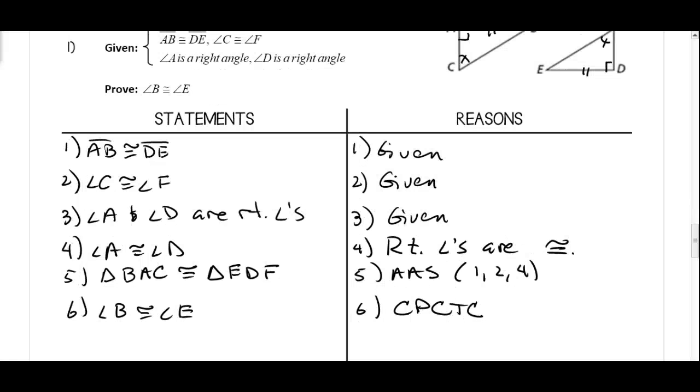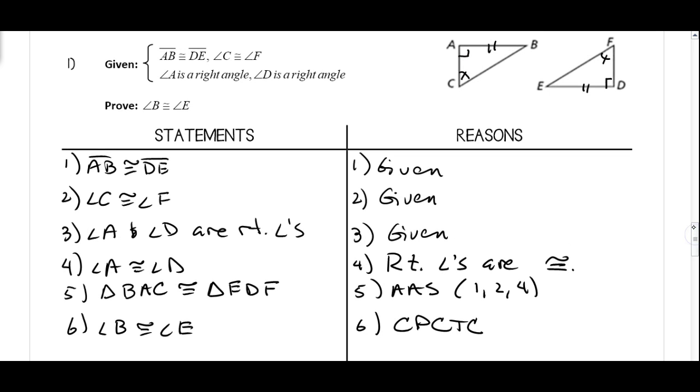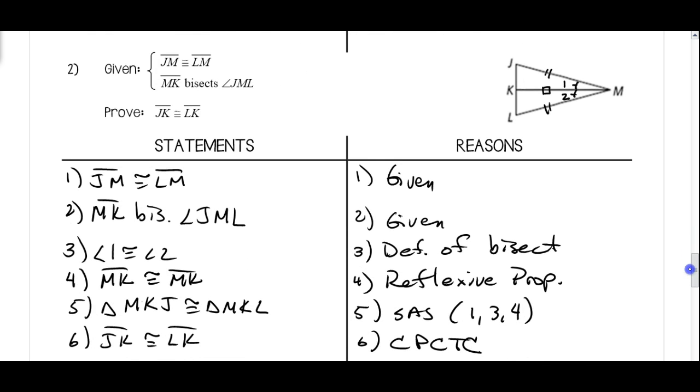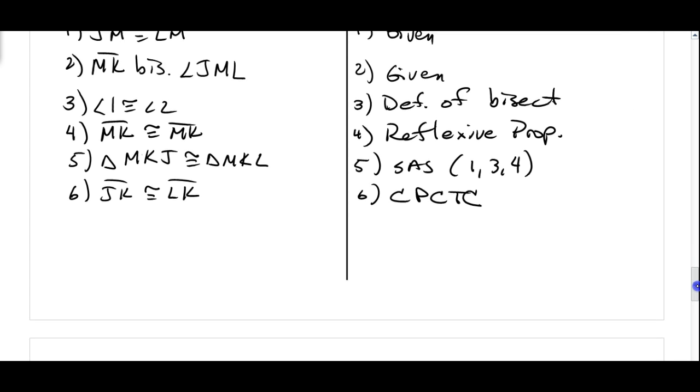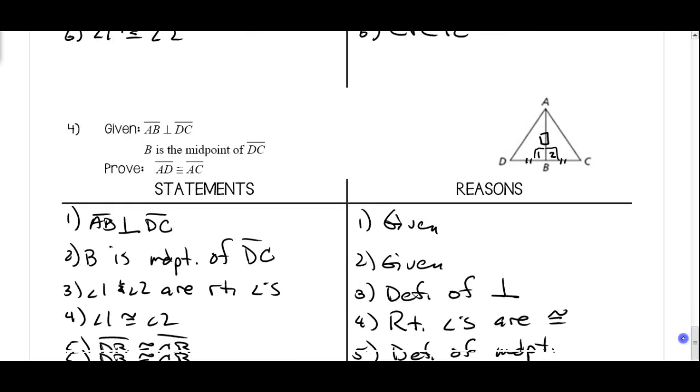Okay, so here's the solution to the first additional example, the more practice. If you want to go ahead and check yours, go ahead and pause the video now. And again, notice how I have triangles congruent, then CPCTC, so pause as needed. Here's the solution for number 2. Pause if you need to. Here's the solution for number 3. And here's the solution for number 4.